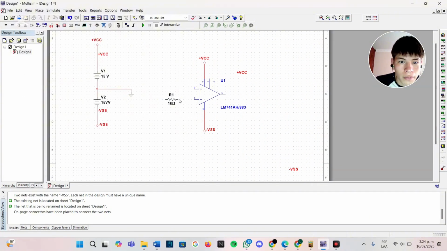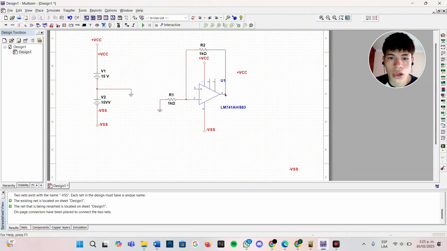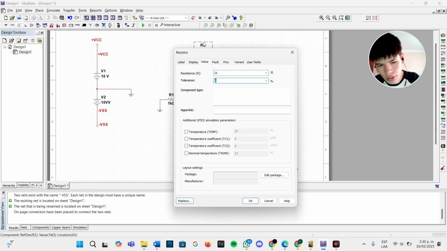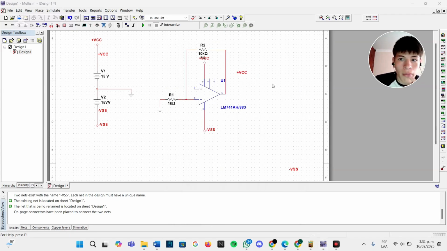The negative port, the ground, the out, and the resistance. For example, if we want a non-inverting configuration with the gain 90, we can set resistor 2 to 10,000 ohms and resistor 1 to 1,000 ohms. But for this, we must take an oscilloscope into account.